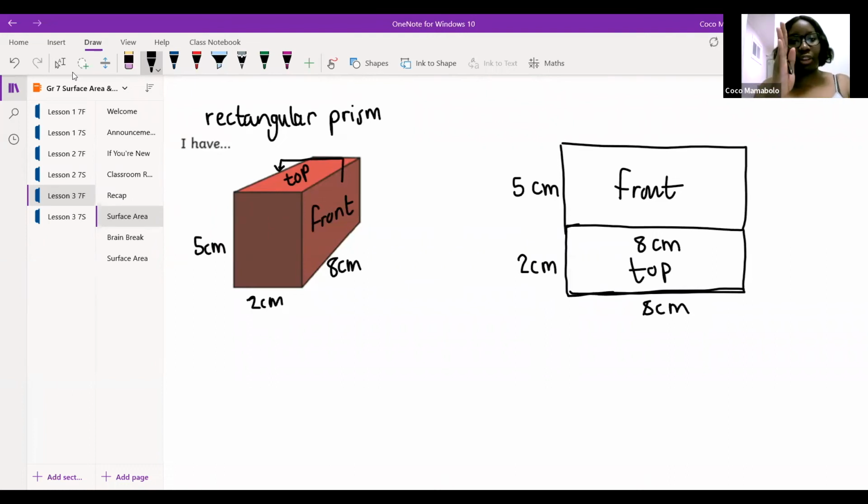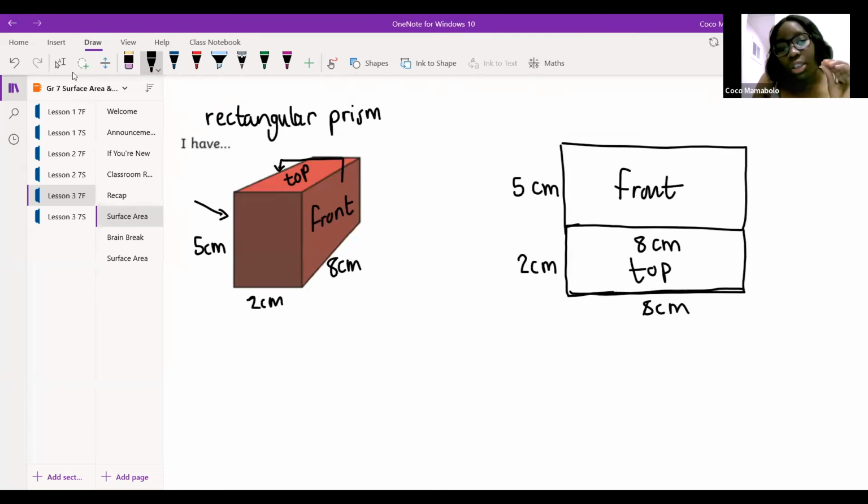If I've had the front and the top, what comes on the other side of my shape over here, guys? What's going to come next? Pop it in the chat. The back. Good. I'm going to get the back side of my shape. It's just we can't see it. We can't see the back side.